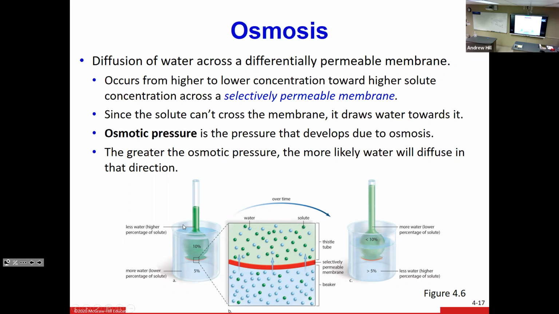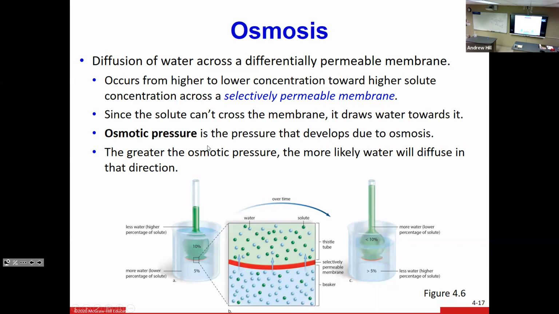And you can see this here. We've set this up. We have this flask at the bottom. There's this porous membrane. Here we have lower water concentration because we have a solute in here, and a higher water concentration out here in the beaker. So water will move down its concentration gradient. So it's effectively moving towards the area of higher solute concentration, which is what we're talking about here.